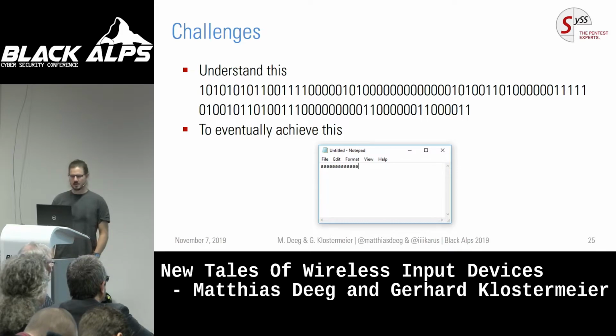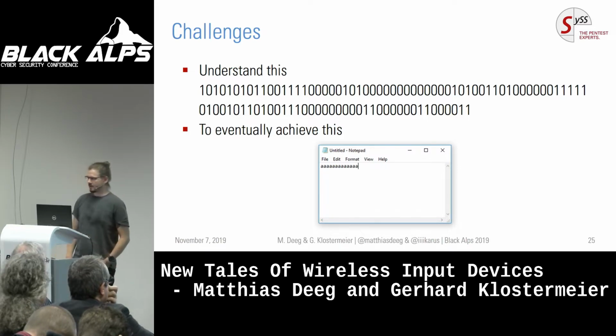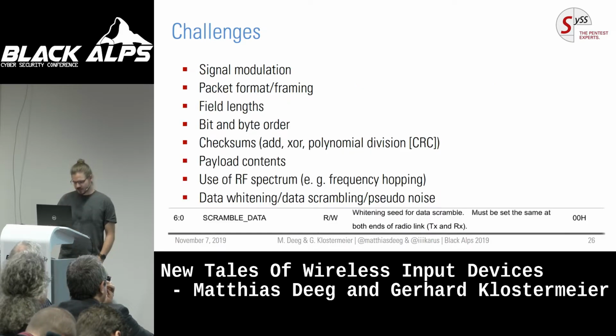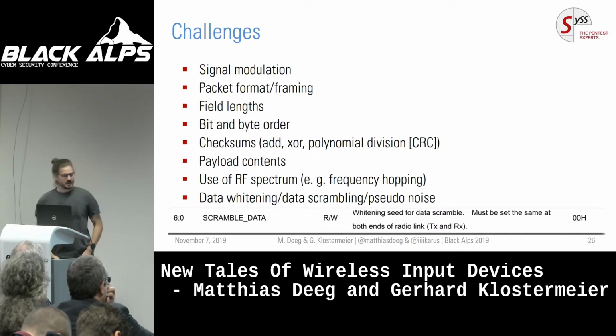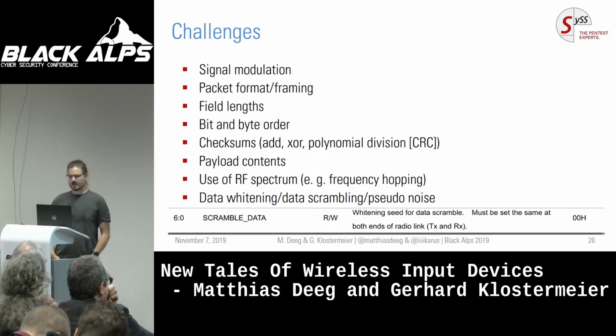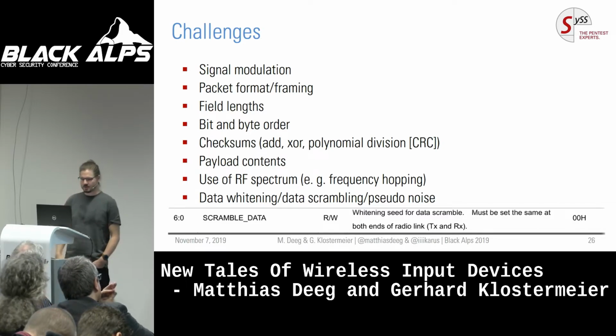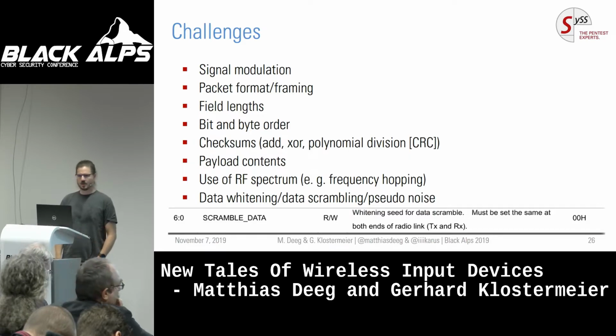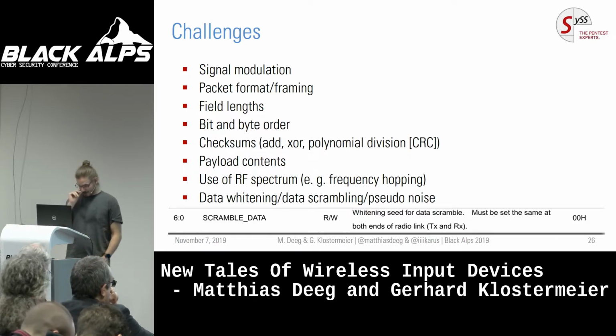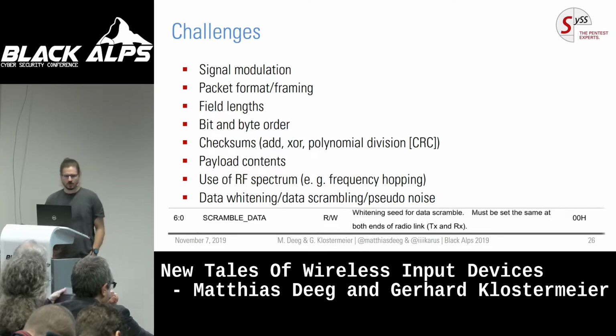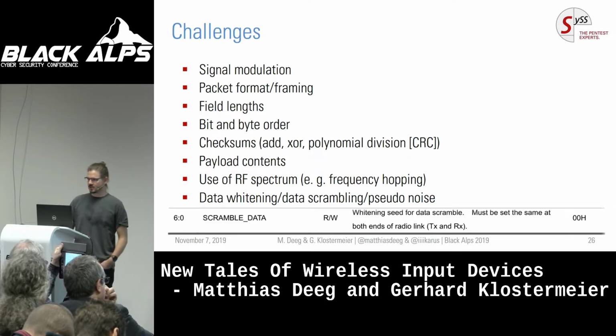We're guessing these are still just ones and zeros. How do you get from these ones and zeros to eventually actually understand why a key A was pressed on the keyboard, for example? So the challenges are basically all this. We need to understand the signal modulation, the packet format, framing. We need to understand where packet length fields are, byte orders. Sometimes they're reversed. If there are checksums, how the checksums work. The payload field, of course, the most interesting. We want to understand where is the actual key A or key B that was pressed on the keyboard.